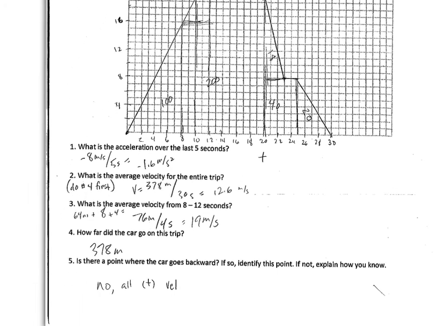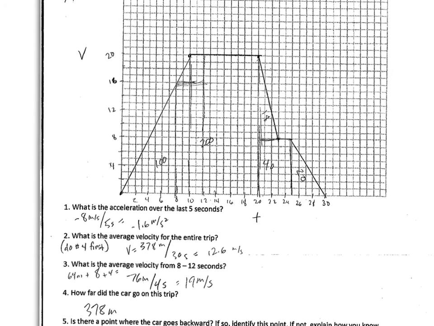The next couple of questions ask for average velocities. To do average velocities, we need displacement, and on a graph like this, we need to figure out the area underneath the curve. So the first question, too, asks you to figure out the average velocity for the entire trip.